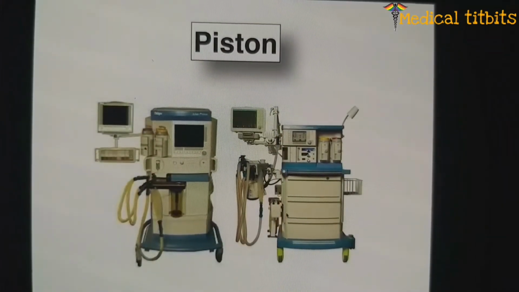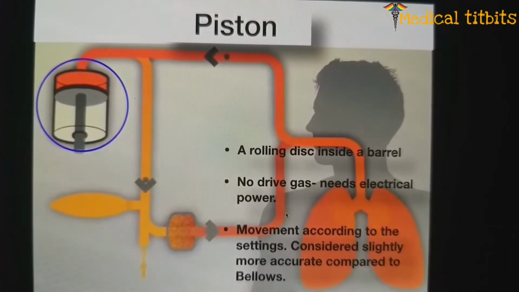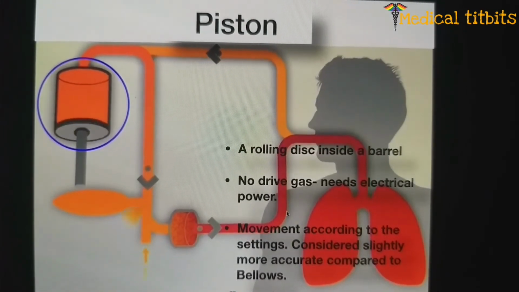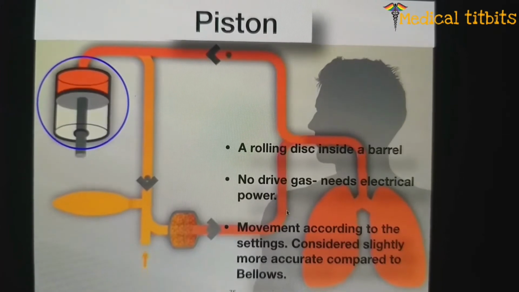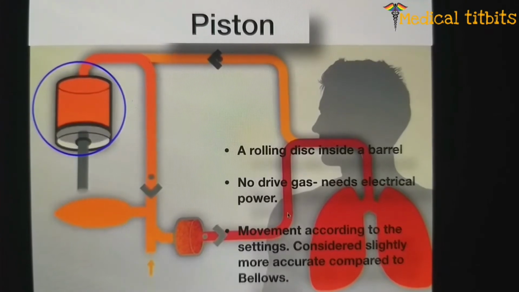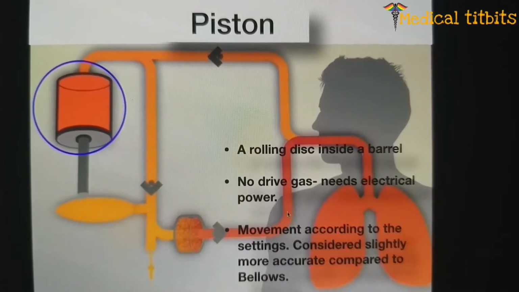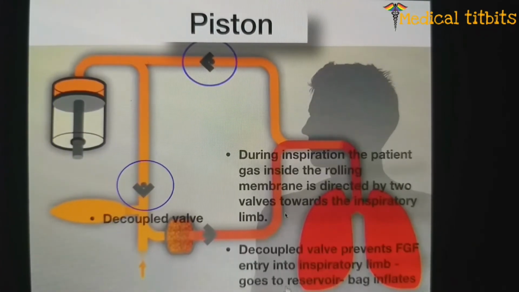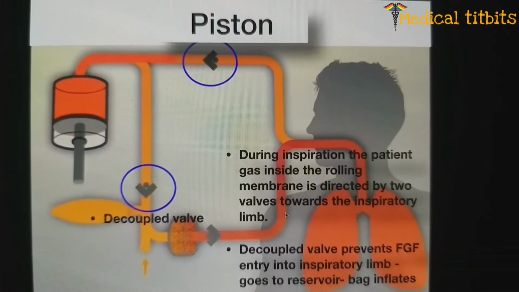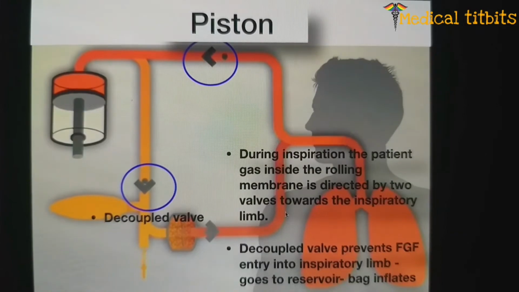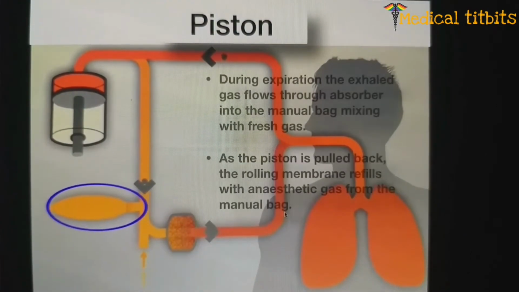Many Draeger machines like Fabius and Primus use a technology called piston. Piston is essentially a rolling disc inside a barrel, which is moving with electricity. It does not require any drive gas, and it moves according to your setting. So movement is accurate, and the delivery of tidal volume is accurate. And we already know that because of the decoupling valve, there is no mixing of fresh gas flow. So whatever you have set can be very accurately delivered to the patient. It does not require any intrinsic PEEP.